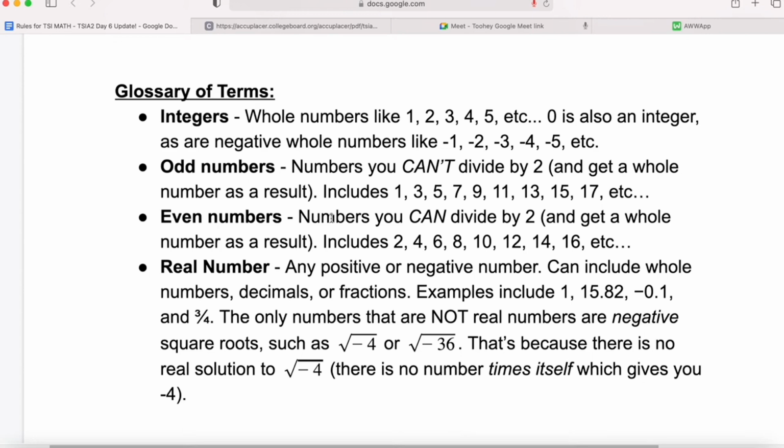It can be decimal, it can be a fraction, it can be positive, it can be negative, it can be anything. All right? Except one special kind of number that's not a real number. Go ahead and read the rest. The only numbers that are not real numbers are negative square roots, such as square root of -4 or square root of -36. That's because there is no real solution to the square root of -4. There is no number times itself which gives you -4.